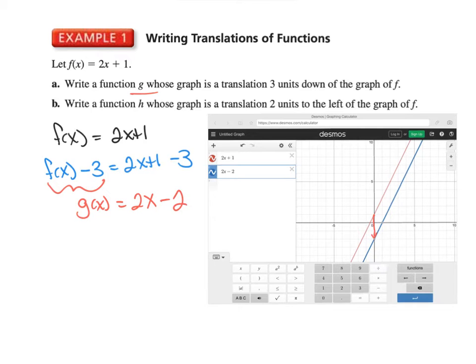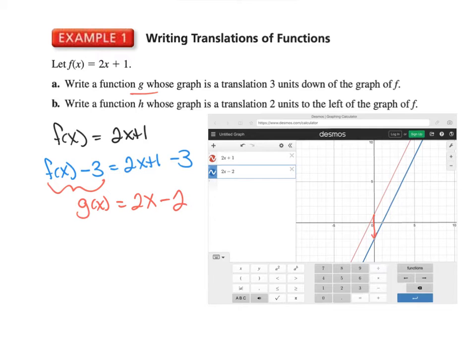Write a function h whose graph is a translation of 2 units to the left of the graph of f. Okay, so we're starting right back with the original graph, 2x plus 1. So what we're going to do is move 2 units left, that's a right or left movement. And remember, I said something about it kind of being the opposite. Left on the x-axis is towards the negatives, but it's going to lie to you. So it's not minus 2, it's going to be plus 2.